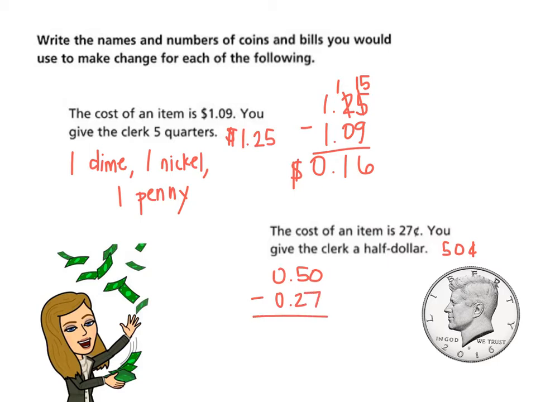So first I have to borrow. I can't do 0 minus 7, so I get a 4 here, which gives me 10. So 10 minus 7 is 3, 4 minus 2 is 2, decimal point, no whole number. So the clerk needs to give me 23 cents in change. Can't give me a quarter, but you could give me 2 dimes to get 20 cents and 3 pennies to bring me to 23 cents in change.